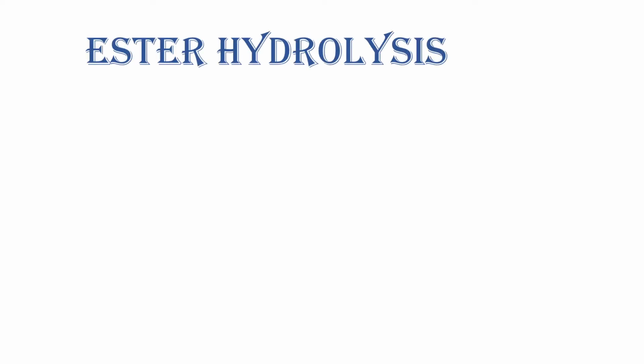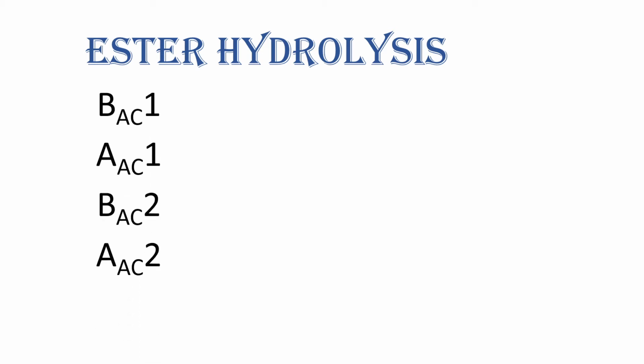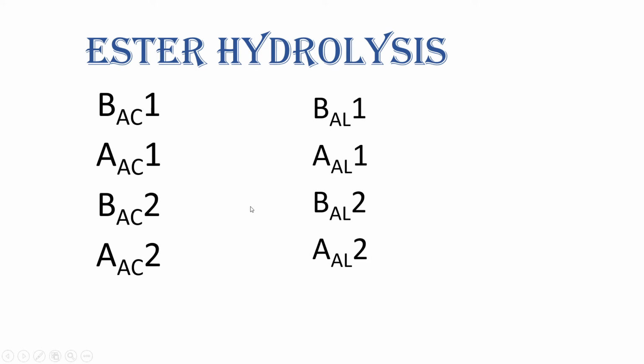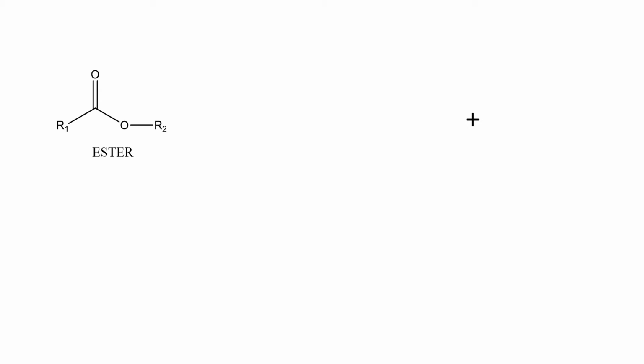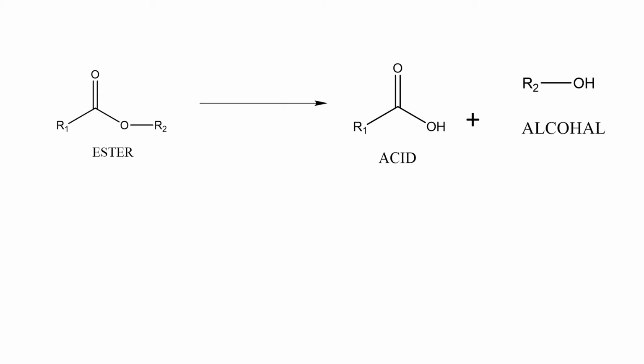Ester hydrolysis. There are 8 kinds of mechanism to hydrolyze any ester. These are 4 hydrolysis mechanisms where the acyl bond becomes cleaved, and these are 4 mechanisms where the alkyl bond is cleaved. Now see what happens when an ester is hydrolyzed. Carboxylic acid and alcohol, these are the two products when one ester becomes hydrolyzed.